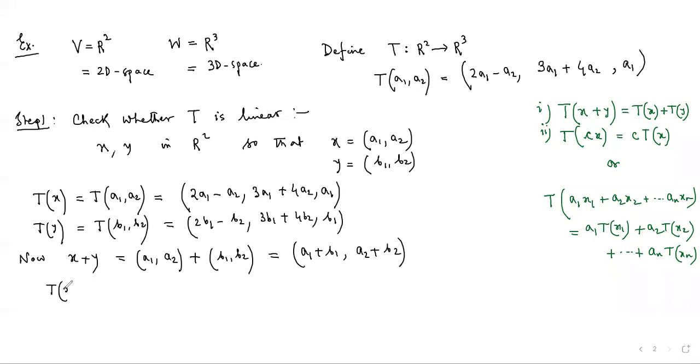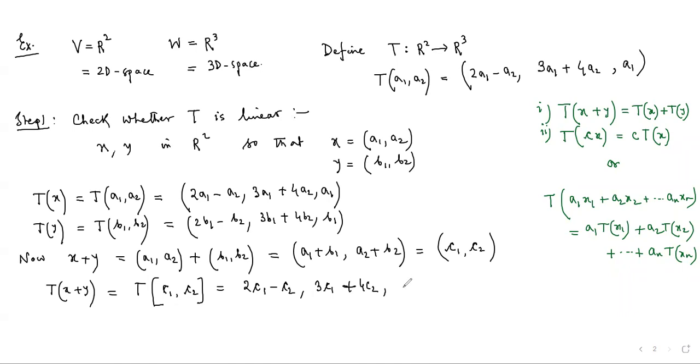What will be T of x plus y? For simplicity, let us consider this to be (C1, C2), where C1 is a1 plus b1 and C2 is a2 plus b2. So this will be T of (C1, C2). By definition, this would be (2C1 minus C2, 3C1 plus 4C2, C1). And now you can resubstitute the values of C1 and C2 over here.